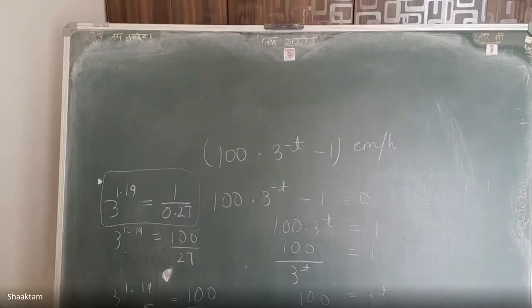3 raised to 1.19 plus 3, because you are multiplying 3 raised to 3.